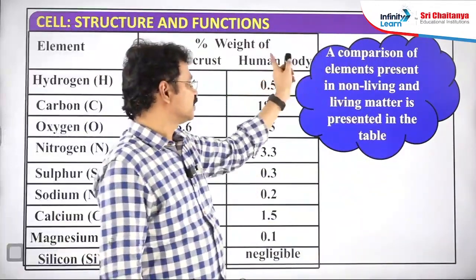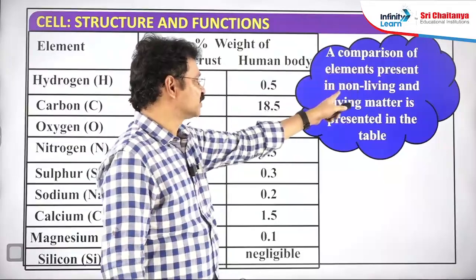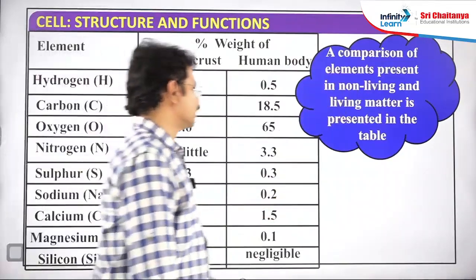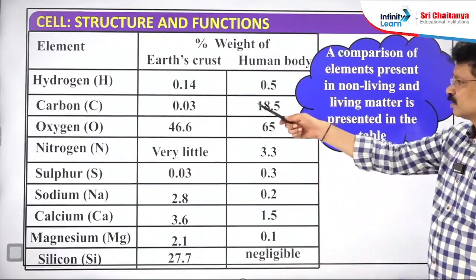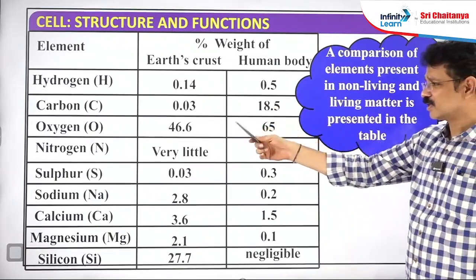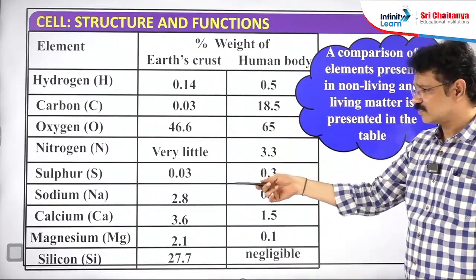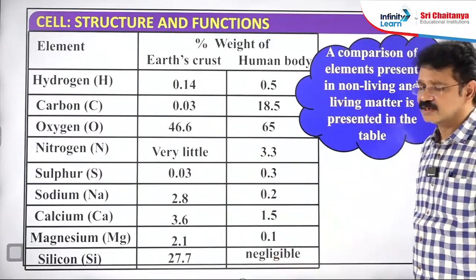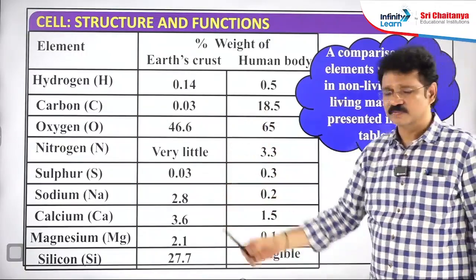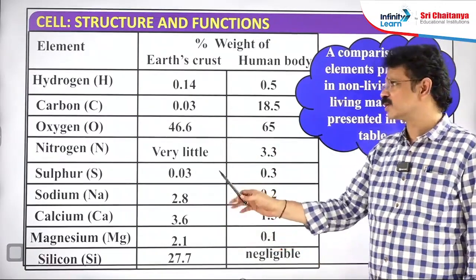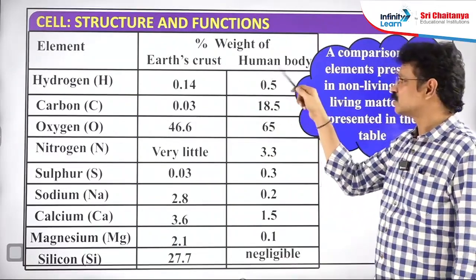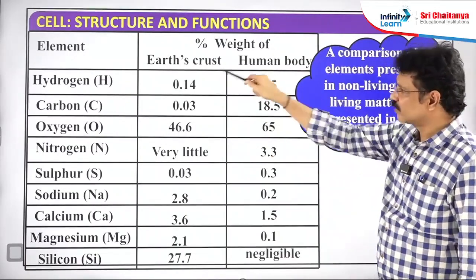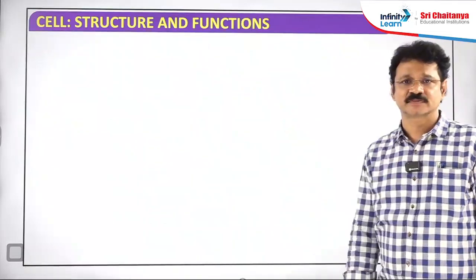This table explains the comparison of elements present in non-living and living matter. Hydrogen common, carbon common, oxygen, nitrogen also common, sulfur, sodium, calcium, magnesium, silicon. Not only these few, so many types of chemical compounds present in the earth crust are also found in the human body. Almost all types of chemical compounds of the human body are also found in the earth crust.